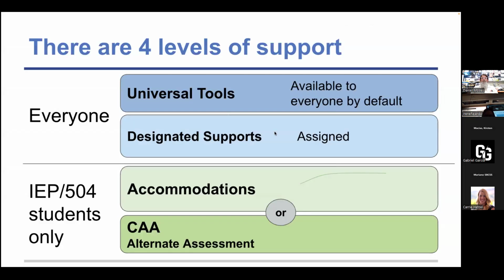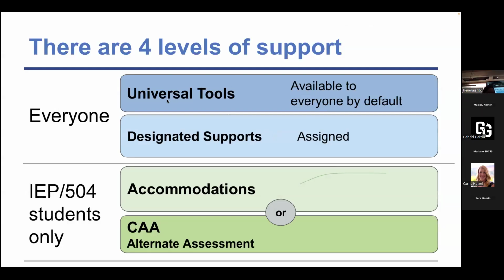There are basically 4 levels of support for different people that have different levels of needs. The top set is the universal tools that are available to everyone by default. All students have access to this. There are things that are there for them, and that's the top level. Below that, there are some things that are designated supports, and by designated, what that means is you must designate and assign those to students specifically. But no student needs any special eligibility to be in that assigned group. Anybody can get them turned on if you, as the test administrator, turn them on for that student.